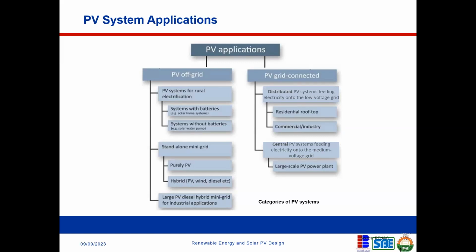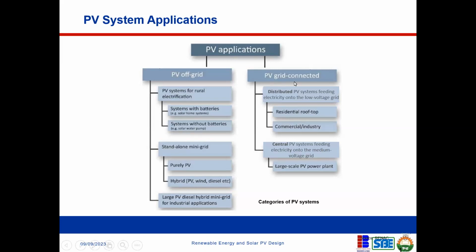So we have systems with batteries, and we also have systems without batteries. We have standalone mini grids, like I just explained. We have purely PV systems, and we have hybrid systems. Some of these mini grids are integrated with generators, so that if the supply from the solar system is not sufficient to meet the load, the generator kicks in. This happens automatically. We also have large PV-diesel hybrid mini grids for industrial applications. What I explained that is happening in Kano State is meant to service an industrial estate, right? But again, that is going to be grid-connected, not off-grid.